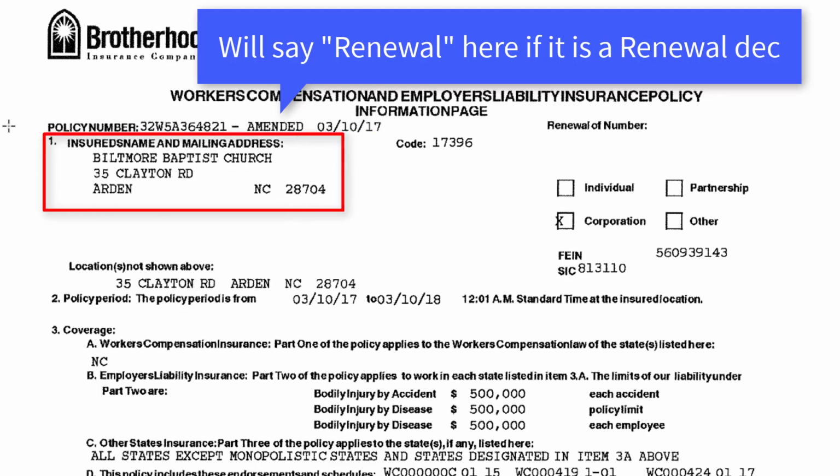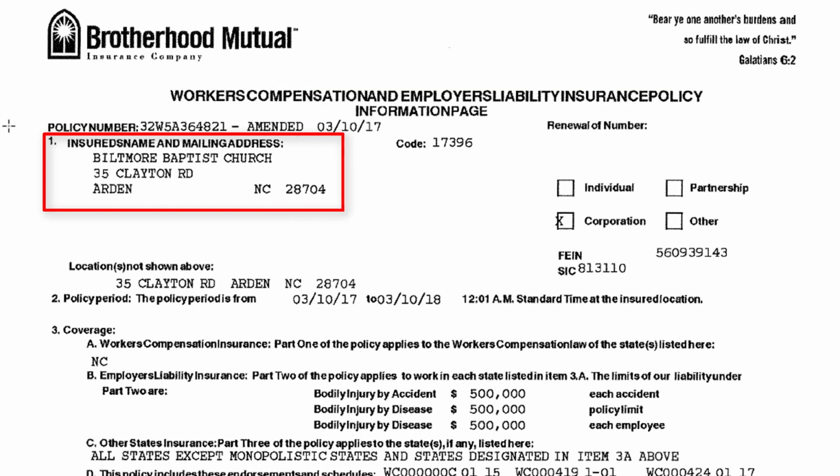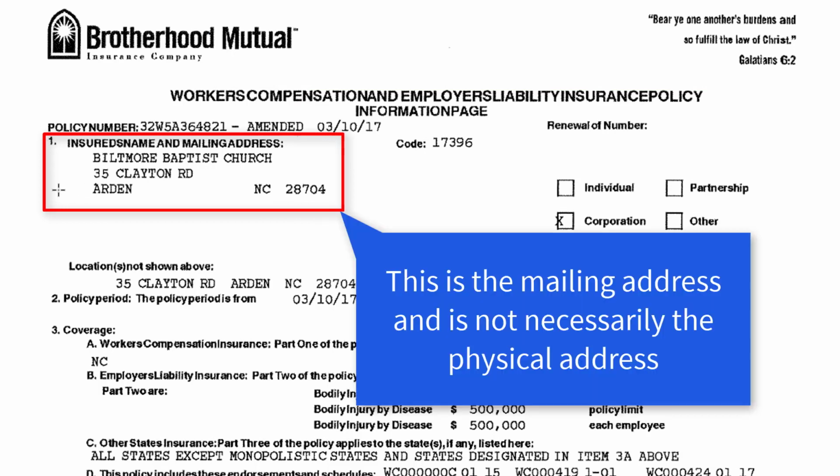Directly under that, it says the insured name and mailing address. That is your customer's name and mailing address. It isn't necessarily their location, but it might be, but it is actually their mailing address.